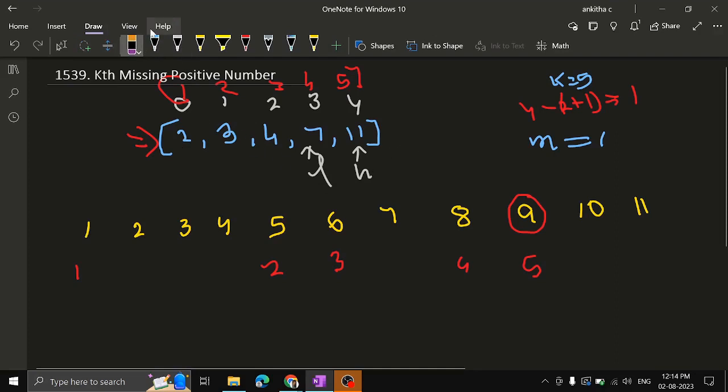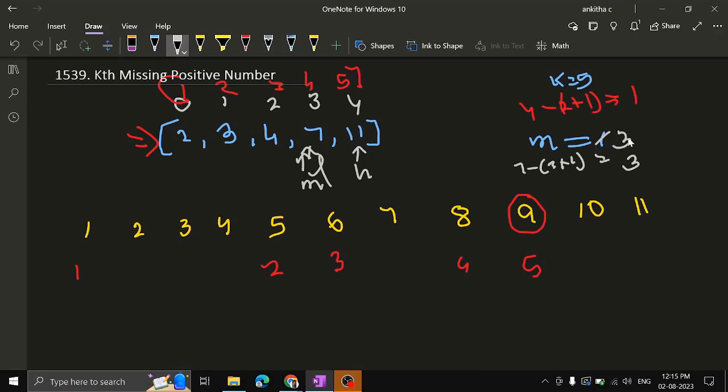Again we will compute the mid. So what is mid here? 3 plus 4 by 2 will be 7 by 2, which is approximately 3. So my mid is pointing at this position. So now check 4 minus 3 plus 1. That is the missing number. What is it? 7 minus 4 will be 7 minus 3 plus 1. Yeah. So 7 minus 4 will be 3.